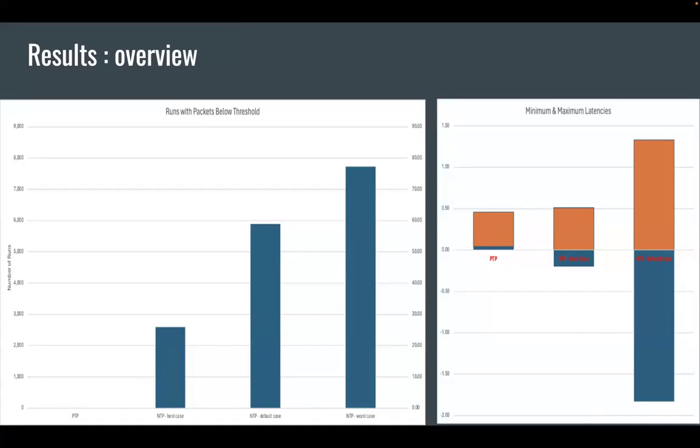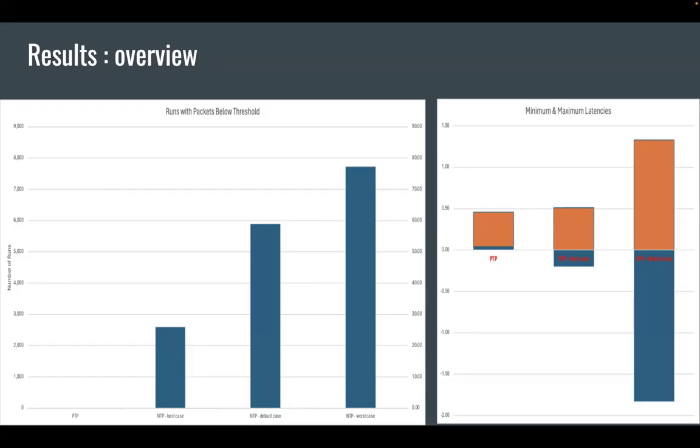Some graphs in Excel on what we saw. So a little bit of detail on the perfSONAR results. The test runs once a minute, and I think it's 100 packets in each test. And each of those is a run. So the graph on the left is the number of runs with at least 1 packet below the threshold. PTP had none. The NTP best case had just under 3,000 test runs out of 10,000 that showed negative latency.